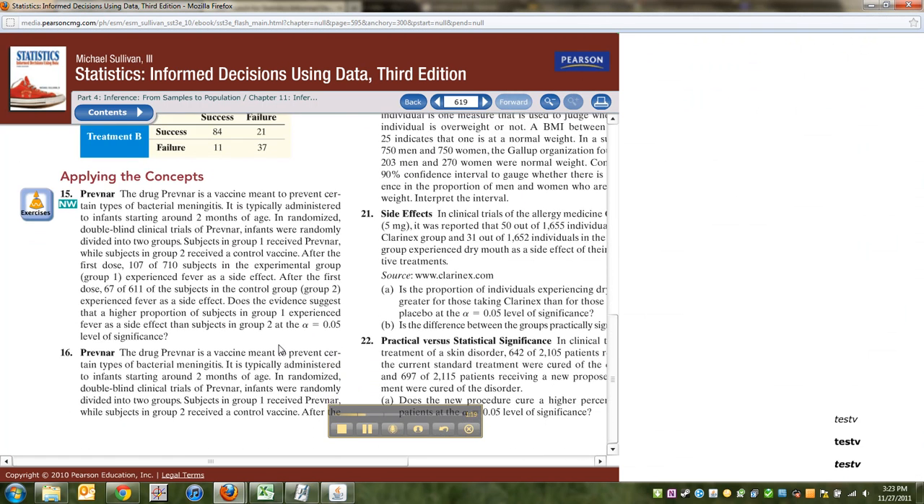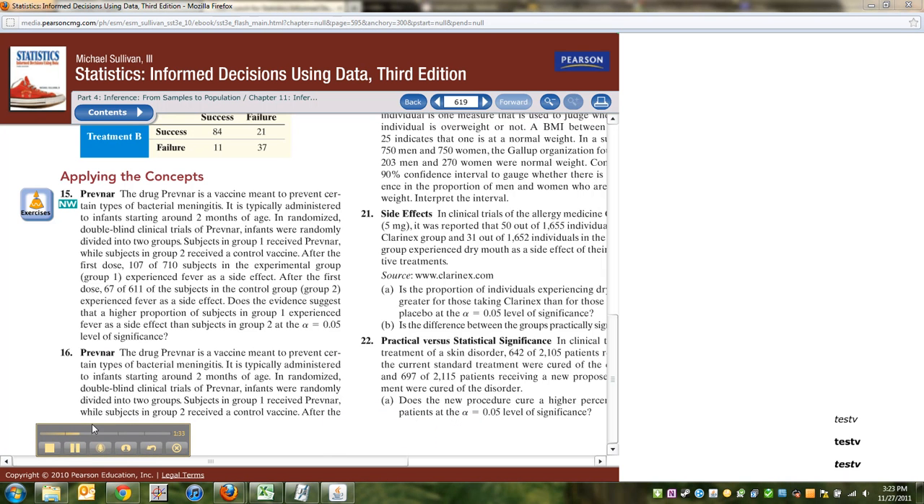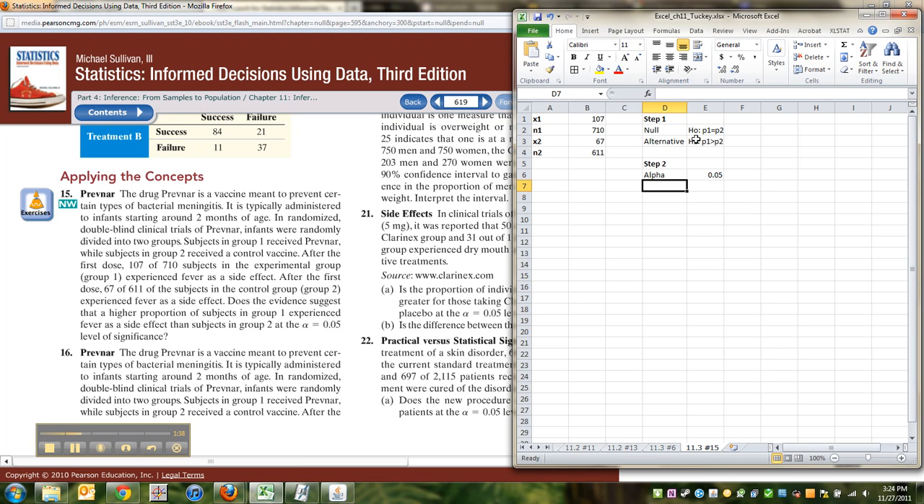Here it is. So it's talking about a drug control, and they give us these different numbers. They tell us that alpha is 0.05, and they say, does the evidence suggest that a higher proportion, see that, higher, i.e. right-tailed, proportion of subjects in group 1 experienced fever as a side effect than subjects in group 2. So in other words, is P1 greater than P2? And they give us in the course of the problem X1, N1, X2, and N2. Feel free to read it on your own. And I've already typed up the null and alternative hypotheses, and I've already typed up alpha, so that's step 1 and 2, I'm sorry.